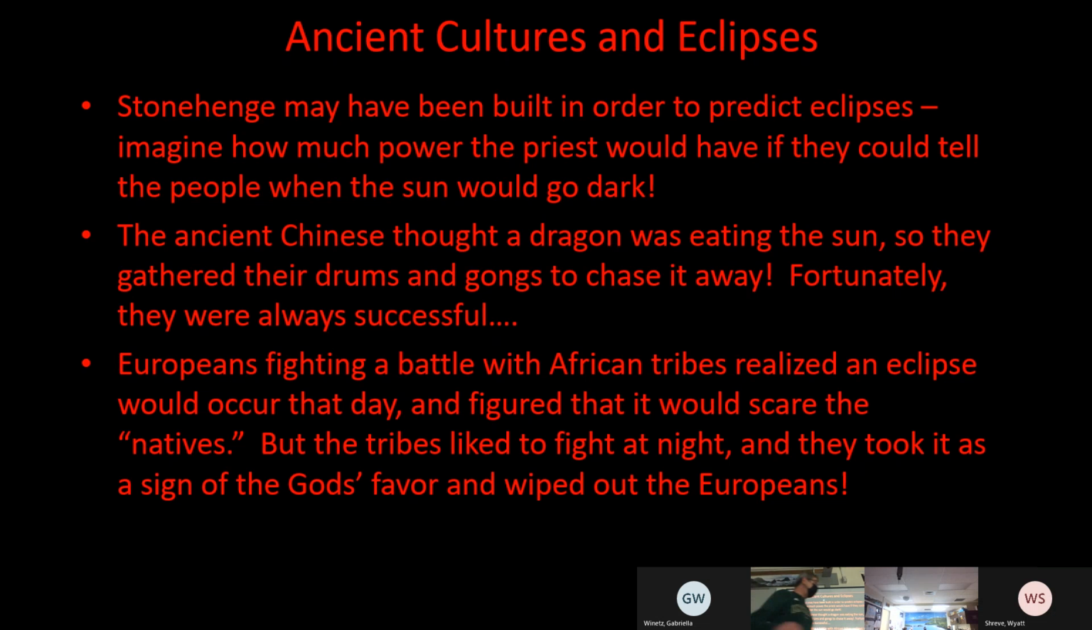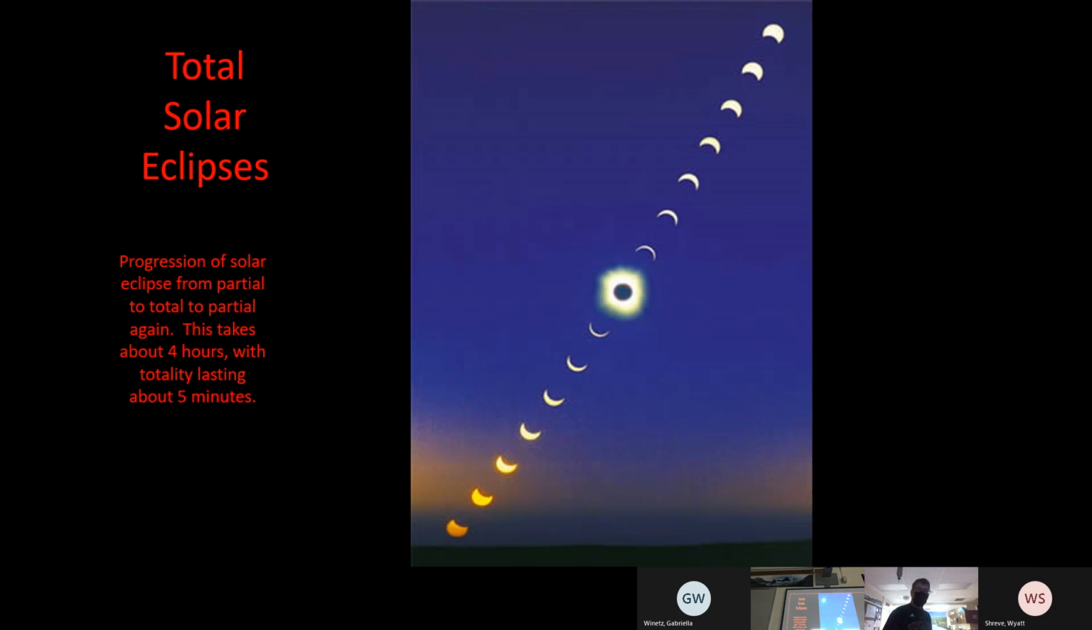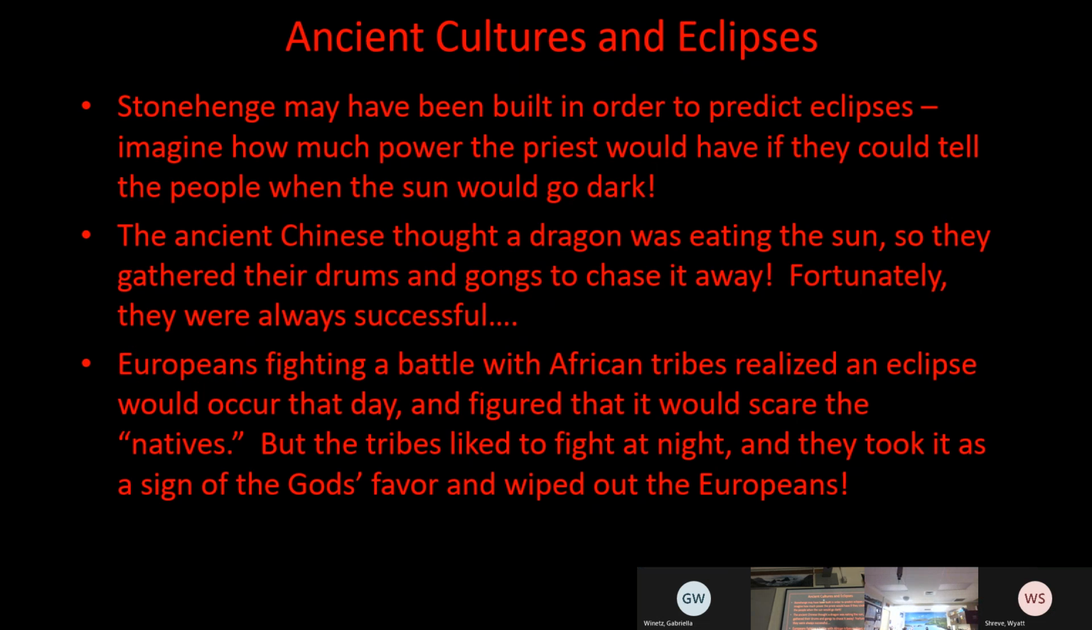On the other hand, the ancient Chinese thought a dragon was eating the sun. In a way, does it look like that during these stages? Like a dragon is eating more and more and more of it, huh? Taking bigger and bigger bites off the sun. And so the royal astronomer would inform the emperor that an eclipse was coming in a month or two or whatever. And then the emperor would order that the entire kingdom gather drums and gongs and make a bunch of noise to chase the dragon away. Fortunately, they were always successful.